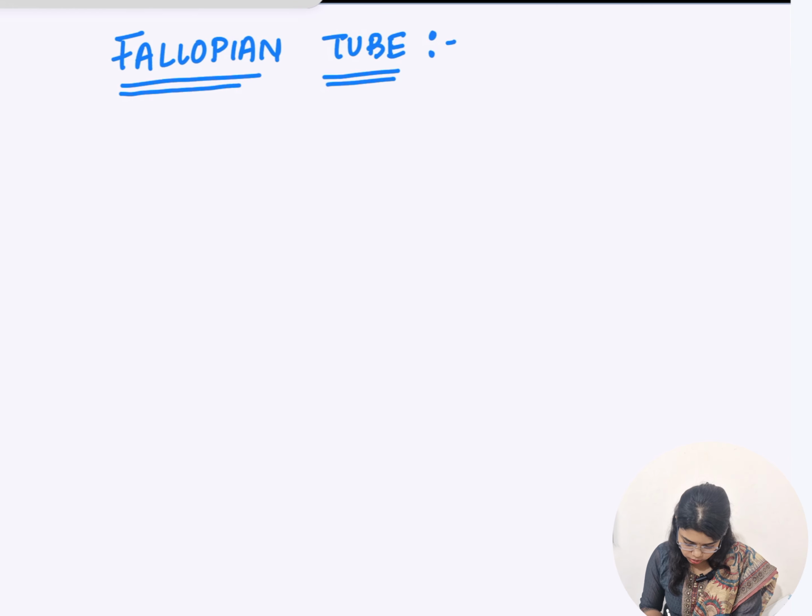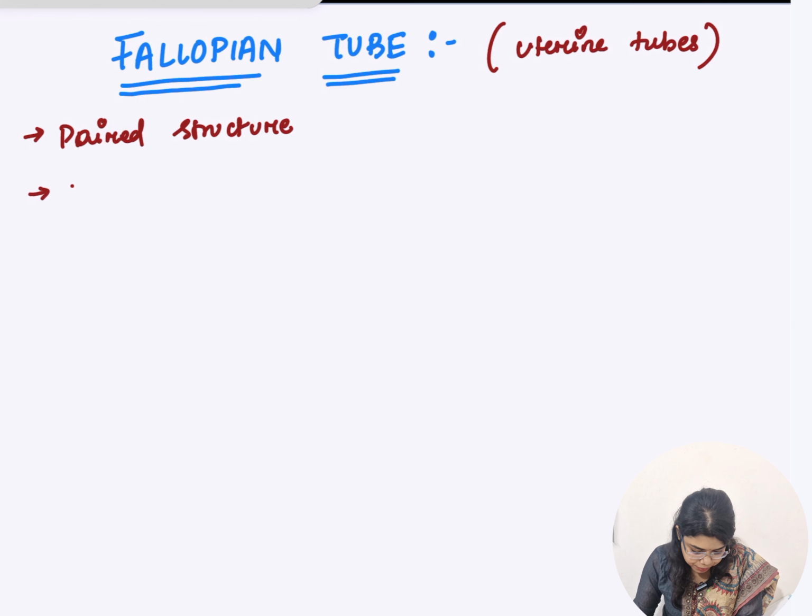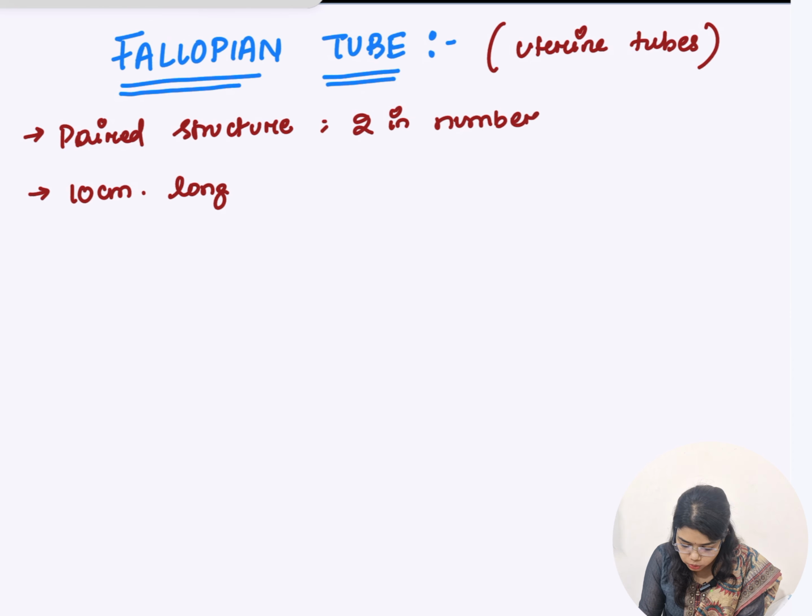Okay, so coming to the fallopian tube. What are the fallopian tubes? These are paired structures. Also you can write it as uterine tubes. Paired structure which is 10 centimeter long. Paired structure means 2 in number, 1 on each side, which is 10 centimeter long.